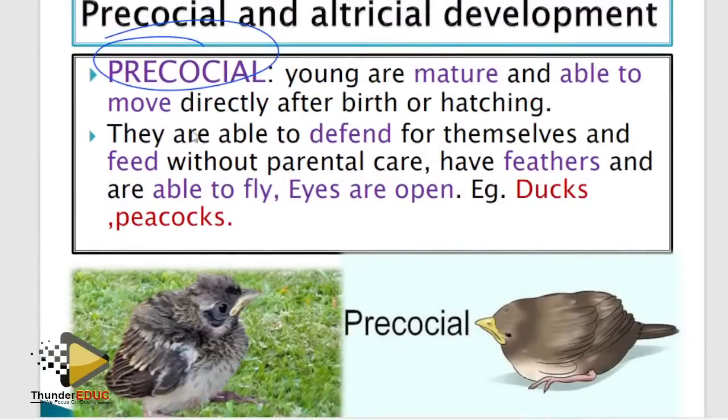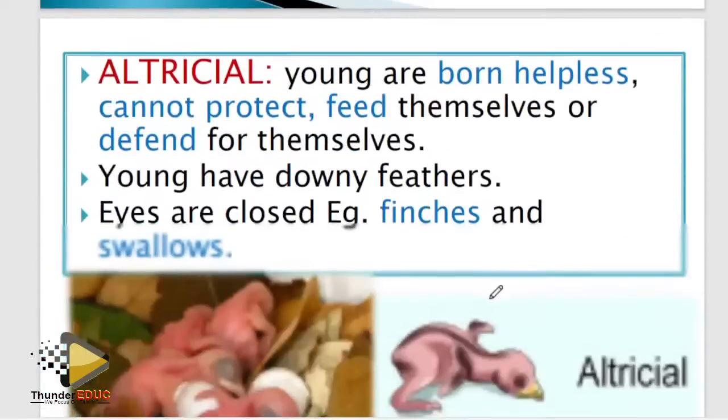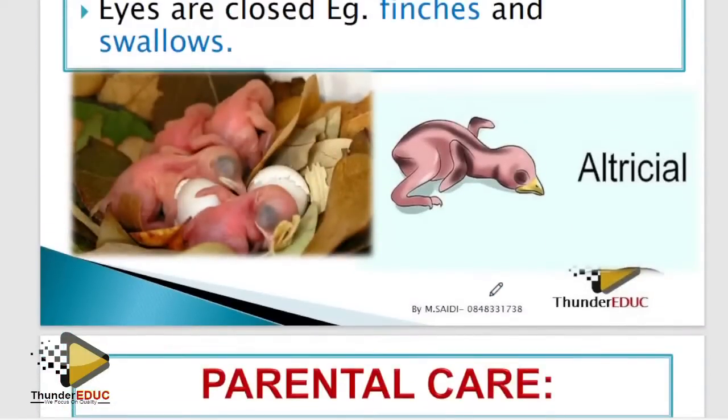I said that pre means prepared. Precocial: prepared, born prepared. Eyes are open, you can see, you have down feathers, you see everything. Then altricial depends entirely on the parent. Those are the techniques you can use to remember this so that you score a distinction.